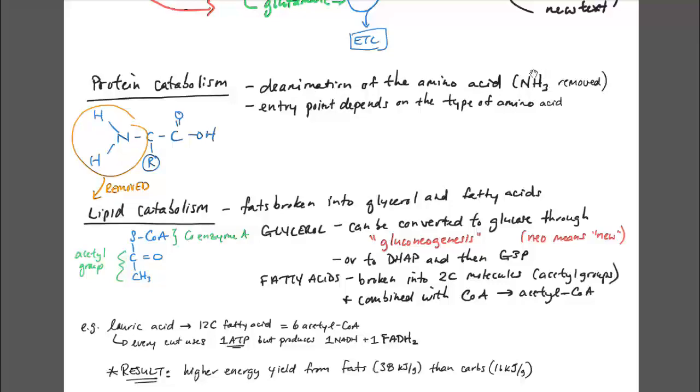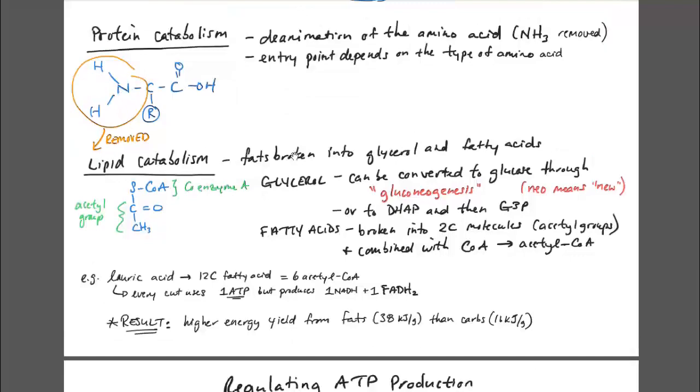You get the NH3 gets removed. NH2 is removed and the other hydrogen joins on. Then I can take this 2-carbon molecule, and that acts as my acetyl group. And I add CoA on the end here, and then I've got my acetyl CoA. Okay? With lipid catabolism, again, the fats get broken into glycerol and fatty acids. The glycerol gets converted to glucose because it's already a 3-carbon molecule through gluconeogenesis, or it can be converted to DHAP and then to G3P, like I said above.